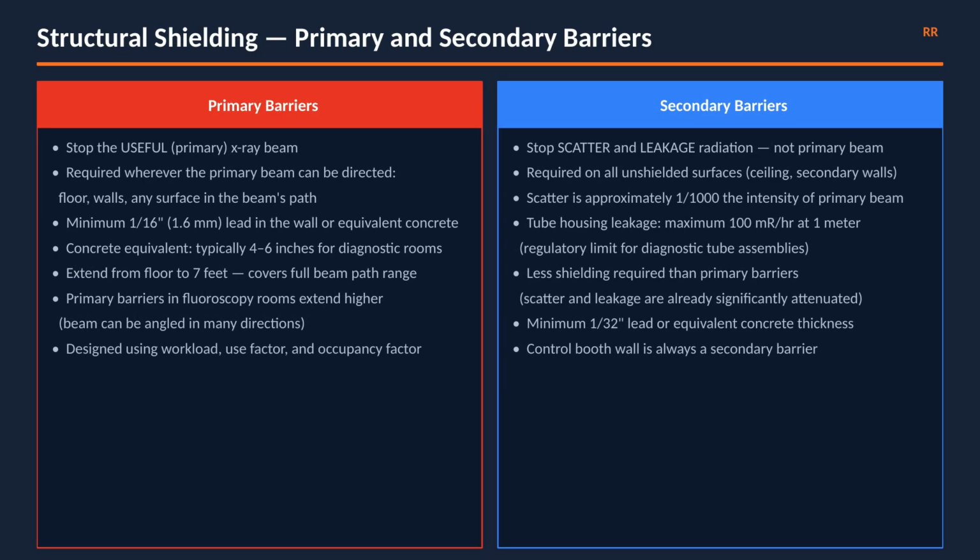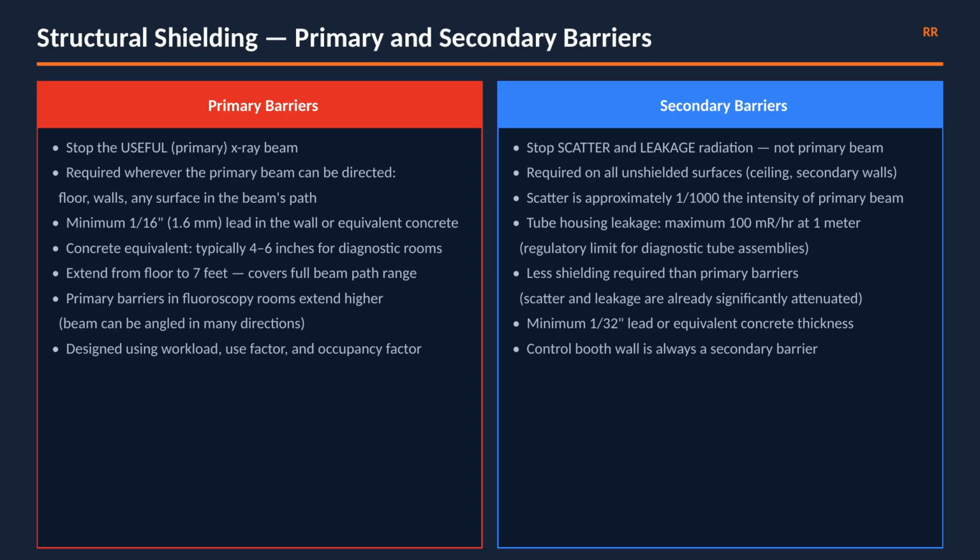Structural shielding in X-ray rooms is categorized into primary and secondary barriers. Primary barriers stop the useful X-ray beam directly. Required wherever the primary beam can be directed. Minimum 1/16-inch, approximately 1.6 millimeters, of lead in the wall, or equivalent concrete. Primary barriers extend from the floor to 7 feet high.